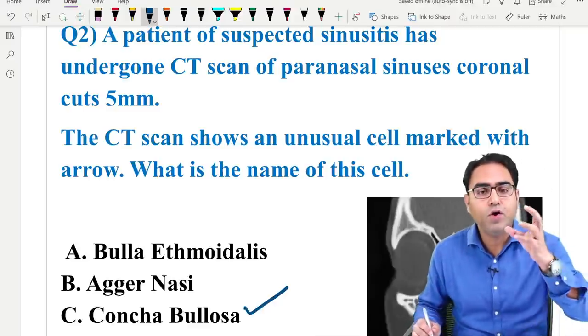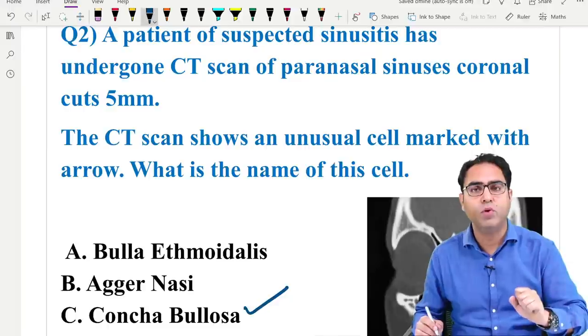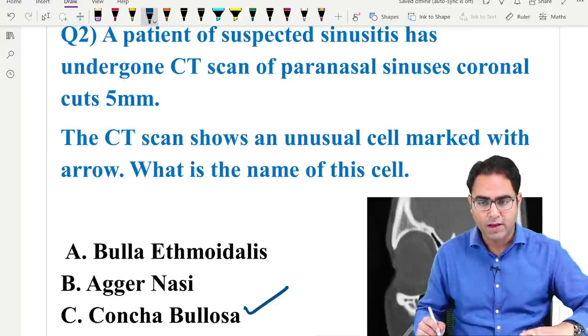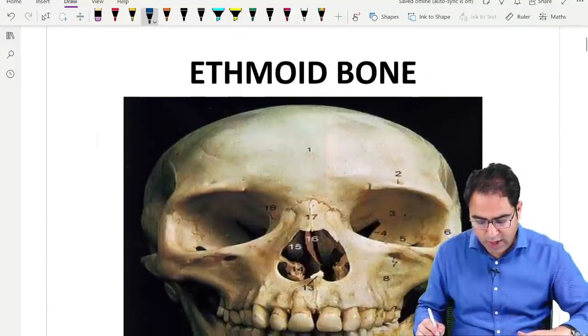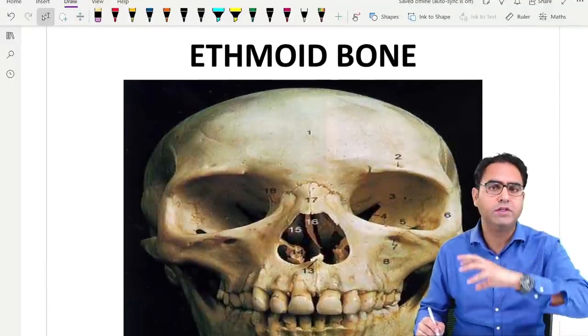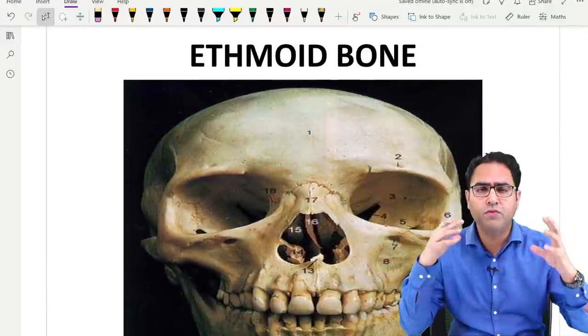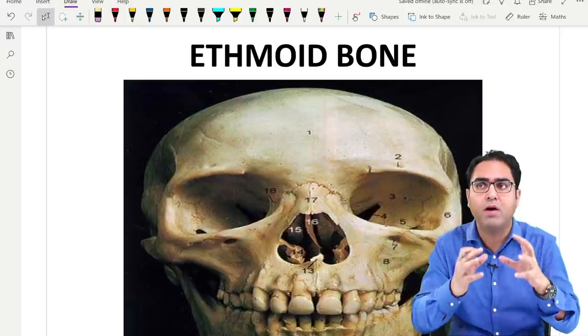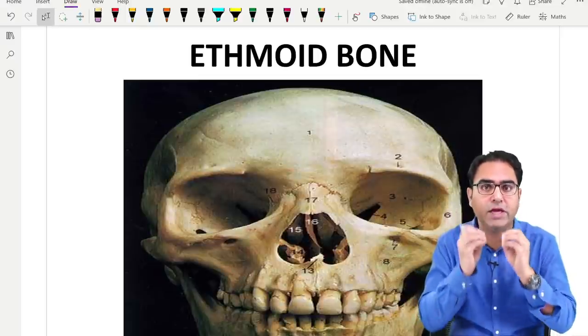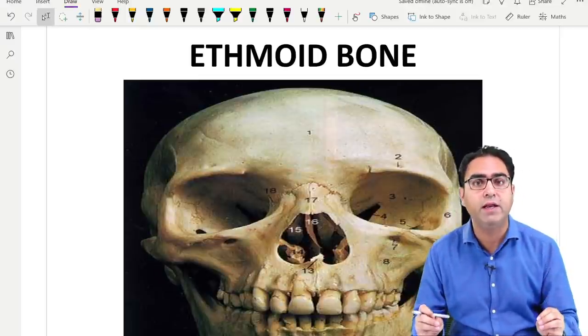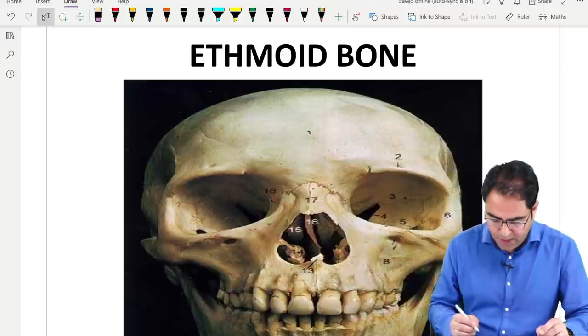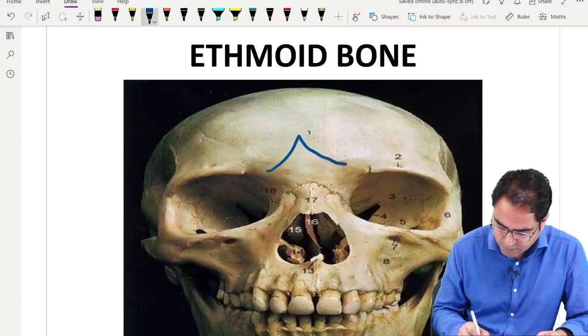Why not do one thing? There are 5 cells of the ethmoid bone which are important for your exam. Now, ethmoid bone. Where is the ethmoid bone? One quick revision. Everybody get into sync with a very intense, high power revision of ENT major points for your upcoming INI CET and NEET PG exam. Now, please see. This is your ethmoid.